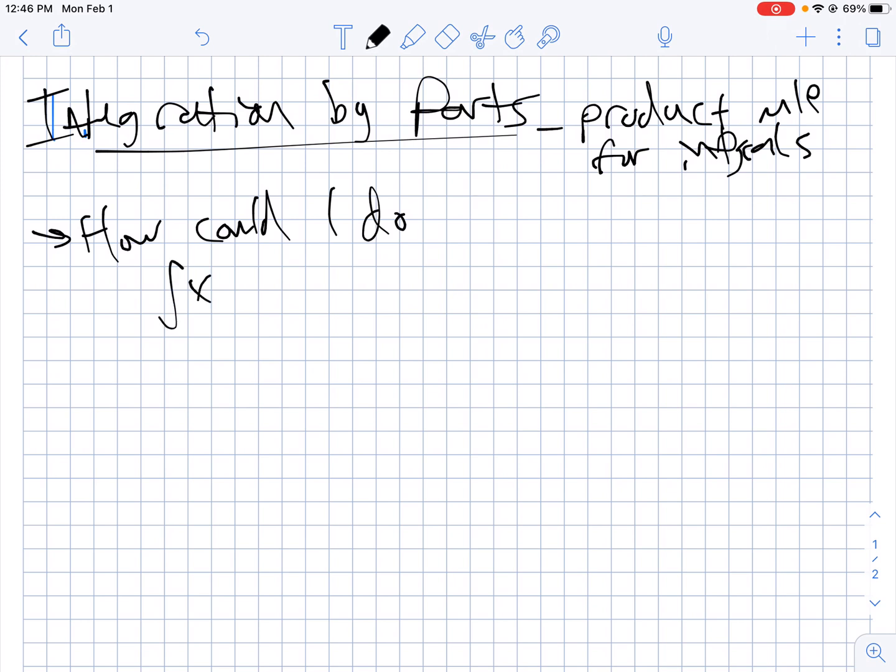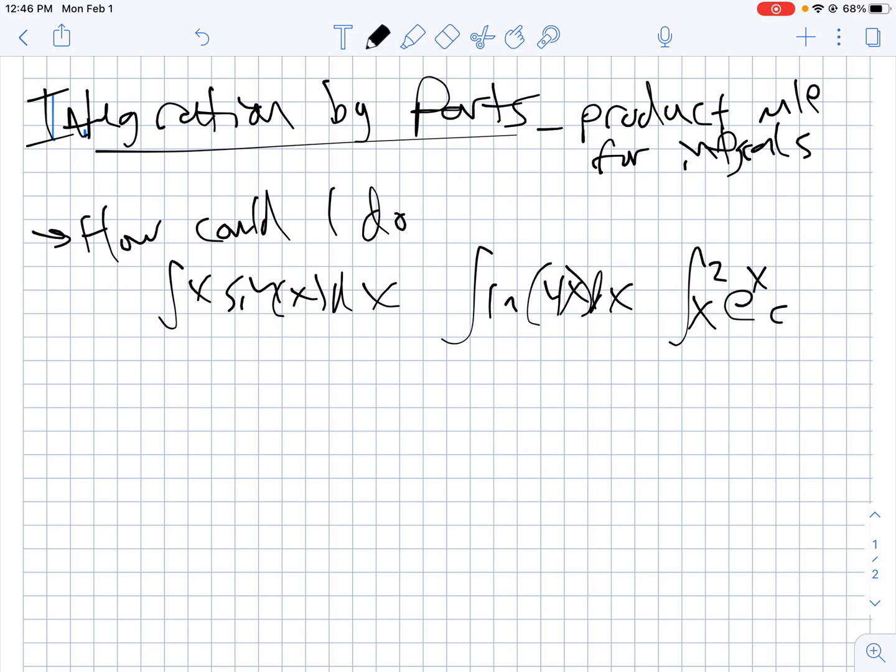How would I integrate x times sine of x? Or how do I integrate natural log of 4x? Or how do I integrate x squared times e to the x? So these all seem like integrals that we should be able to do. And in fact, integration by parts is the strategy.